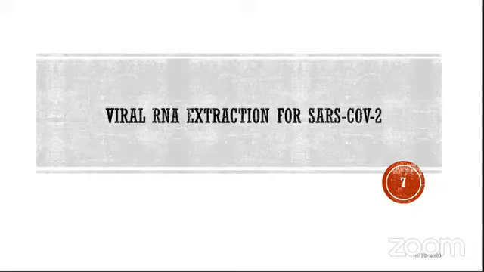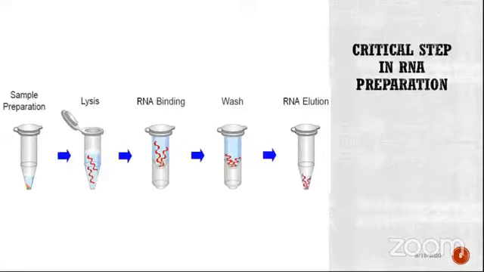Viral RNA extraction for SARS-CoV-2. We learned yesterday how to take out the sample from the nasopharyngeal swab and how to sort the sample. Now we have a VTM vial containing the nasal swab of the suspected COVID-19 sample, and we need to further extract the RNA for future diagnostics. These are some critical steps for the RNA preparation.